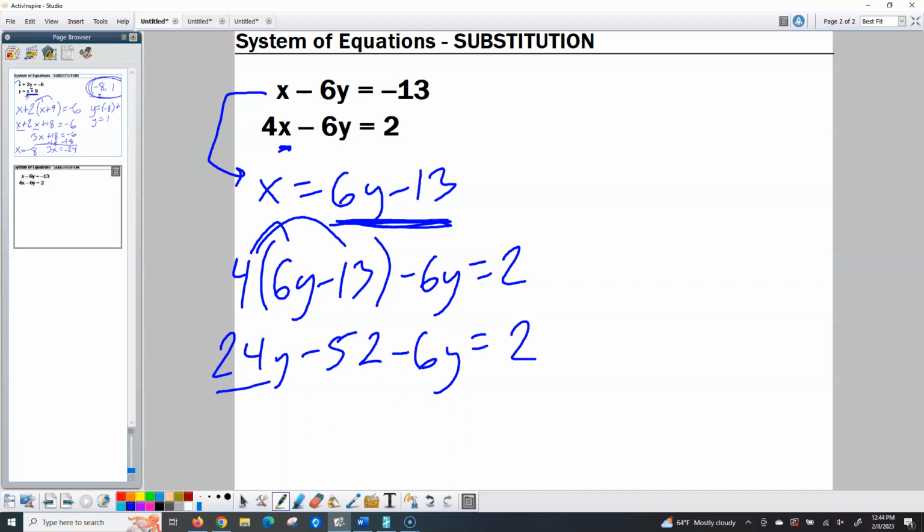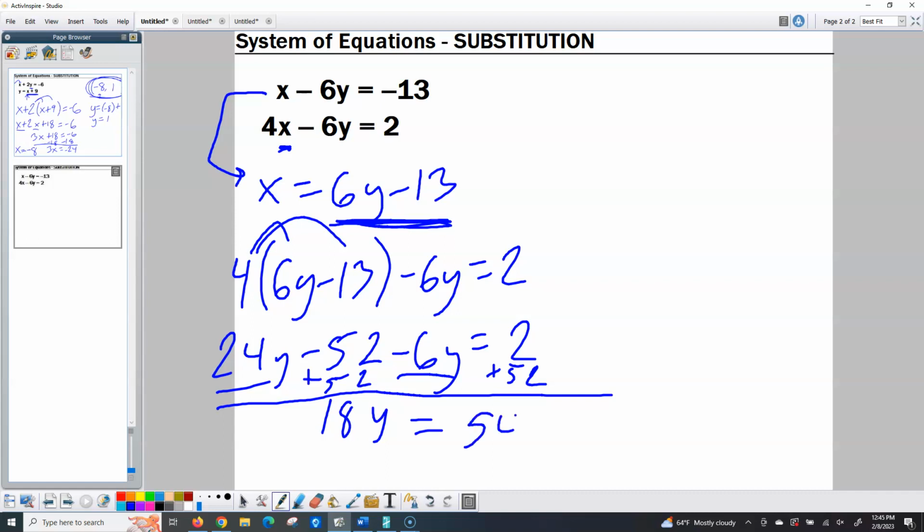Combine my like terms. That would be 18y. We'll go ahead and add the 52 over the other side. So add 52, add 52. So 18y equals 54. And I think that's going to give me 3 once I divide. So that would be y equals 3.